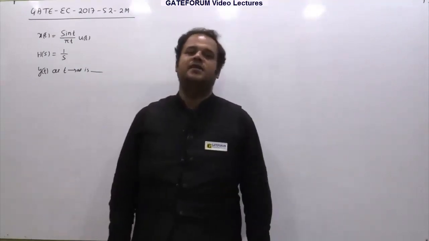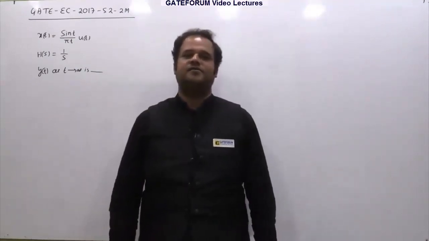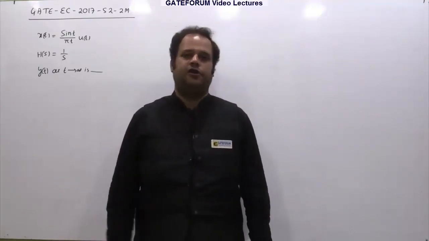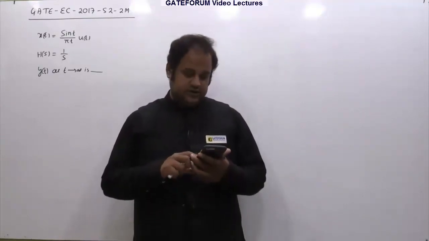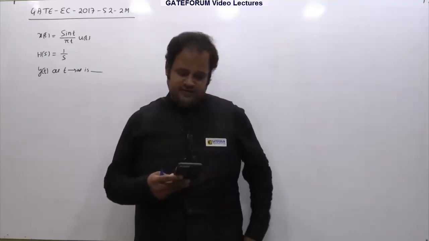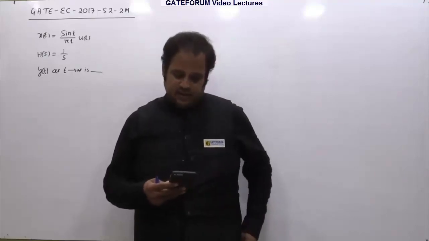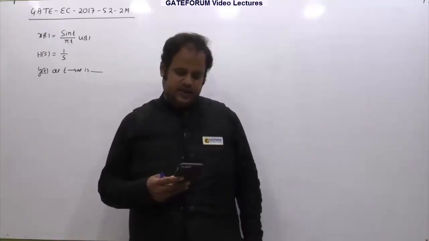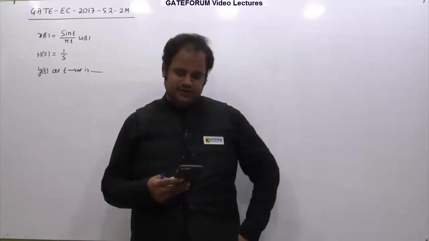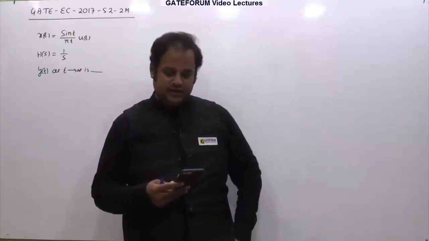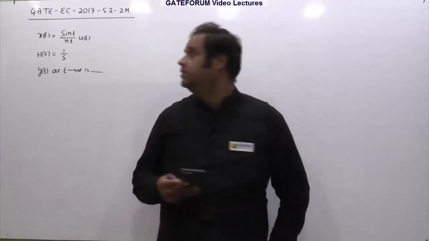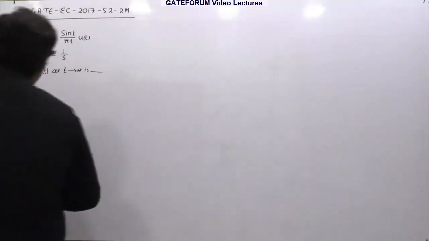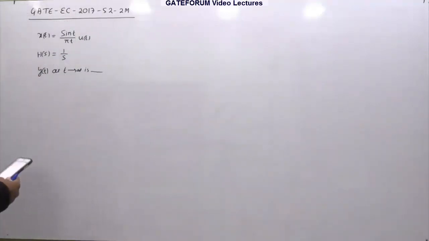This is a 2-mark question asked in GATE 2017 Set 2 in Electronics. This is from the Signals subject and the continuous time Fourier transform topic. The given question is: the transfer function of a causal LTI system is H of s equals 1 by s. If the input to the system is x of t equals sin t by pi t times u of t, where u of t is the step function, the system output yt as t tends to infinity is dash. As usual, the input and the transfer function are given, and we are supposed to find the output yt at t equals infinity. What is yt when t tends to infinity?